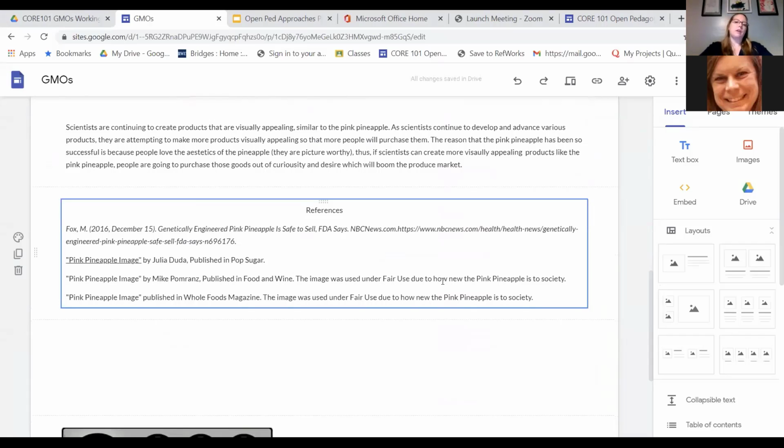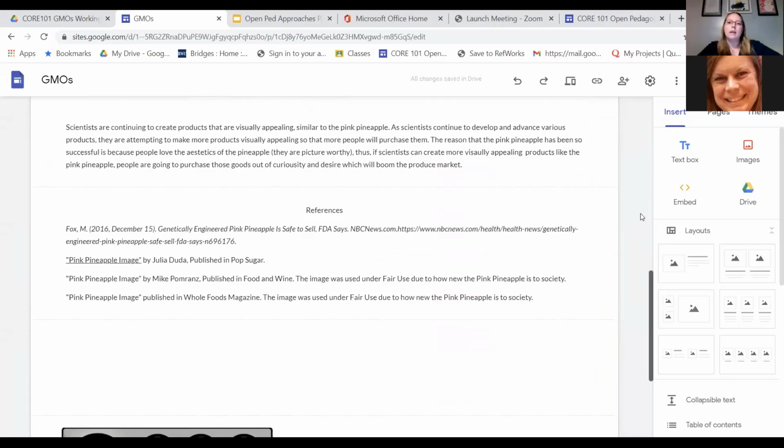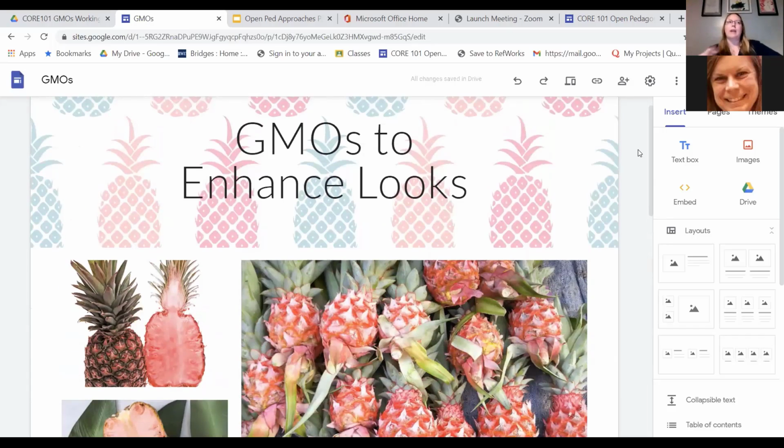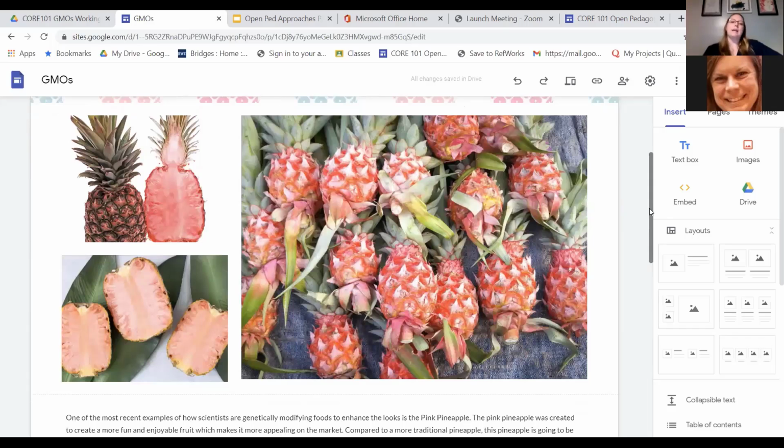This image was used under fair use due to how new the pink pineapple is to society. So like, probably not the best way of writing it. We need to work on that a little bit, but we do have students claim fair use, and this is a perfect example. You can't talk about the pink pineapple without showing a picture of a pink pineapple, in my opinion. I don't know about anybody else. But to me, it was really important that we got a picture of a pink pineapple, but there were no pictures out there for us to use, so we claimed fair use.